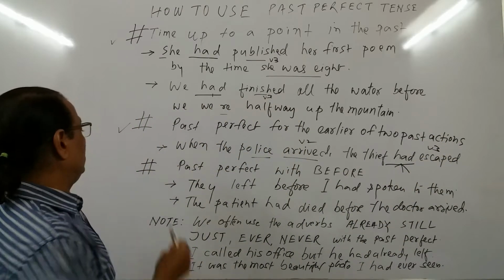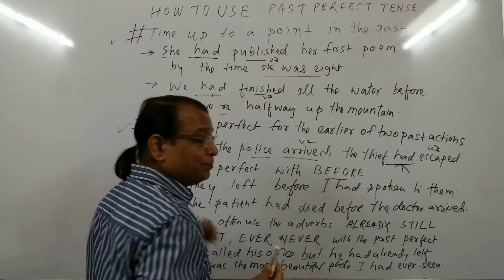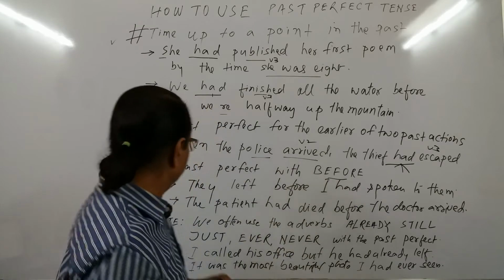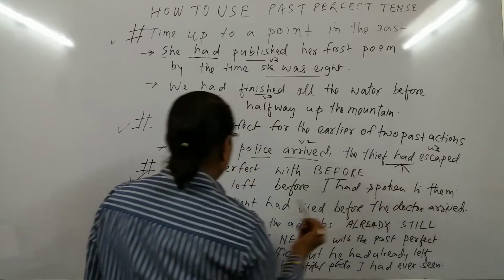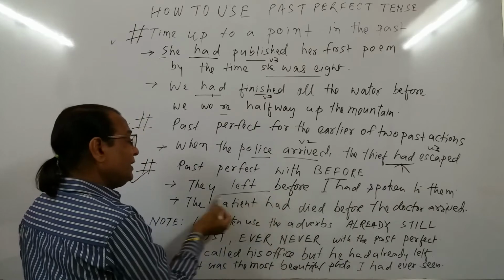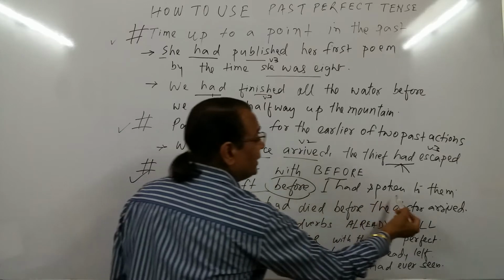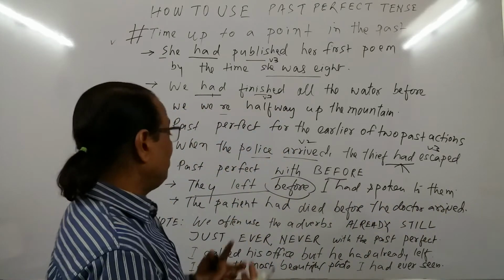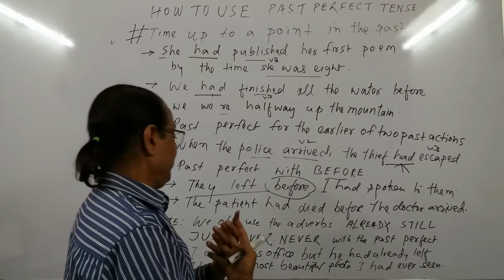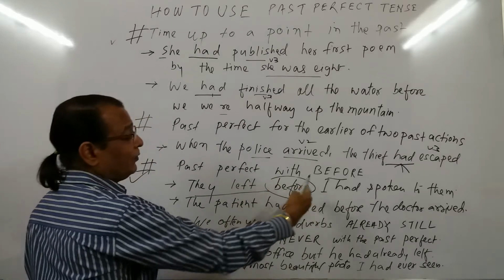Okay, third rule. Sometimes we use before and then we use past perfect. Here: they had left before I had spoken to them. Look here, they left is simple past. And here I am using before I had spoken to them. What is the meaning of this sentence? That I could speak to them but before that they left, right, they had left. So the sentence is: they had left before I had spoken to them.